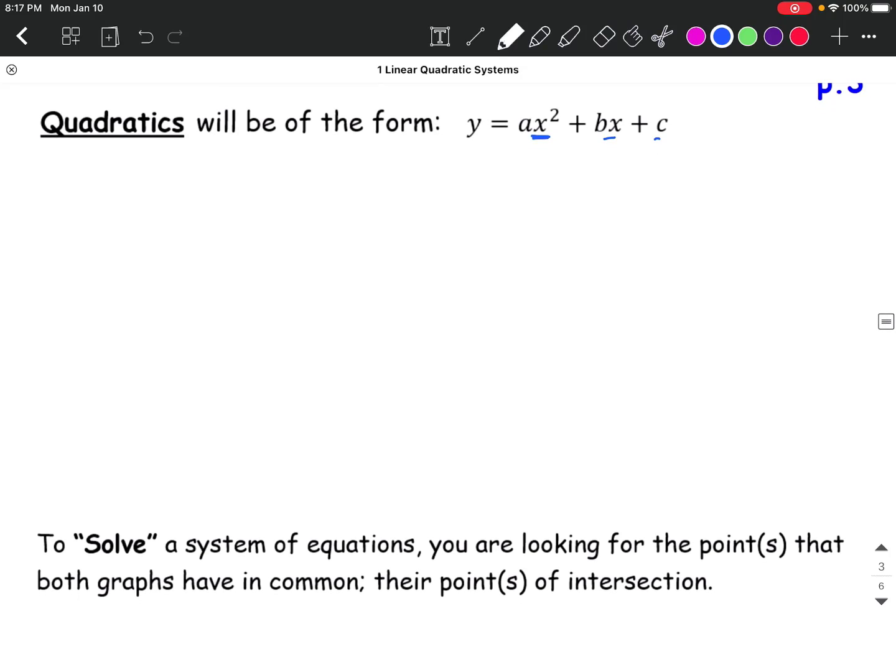What we're going to do is we're going to have a linear function and a quadratic function, and we're going to graph them both. And to solve this system, we're looking for the points that both graphs have in common. We're looking for their points of intersection, okay?